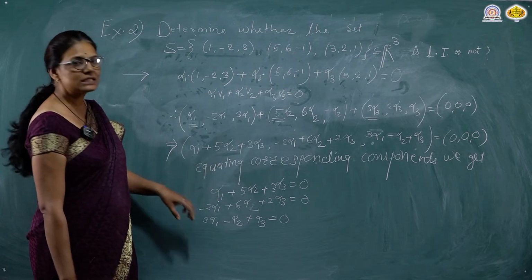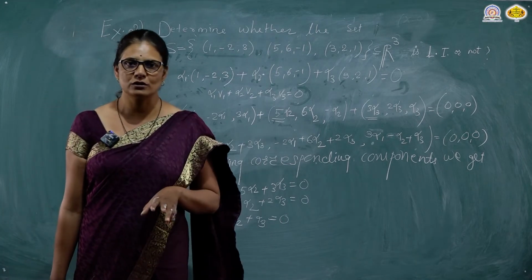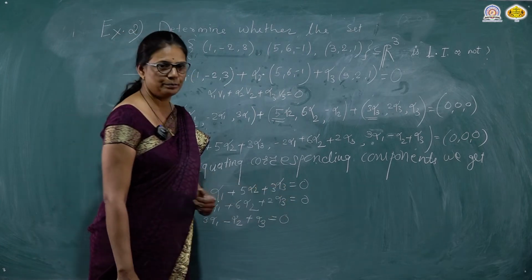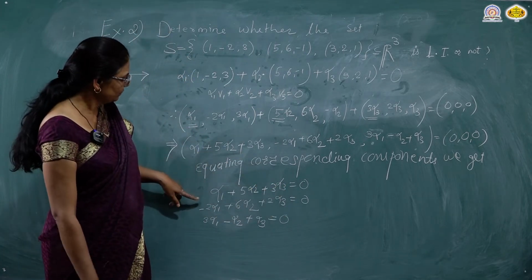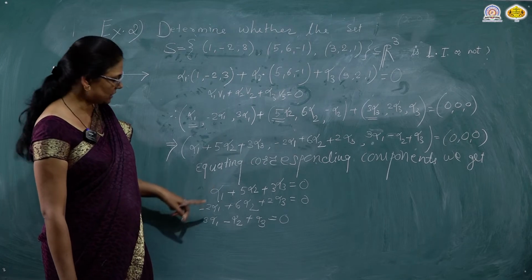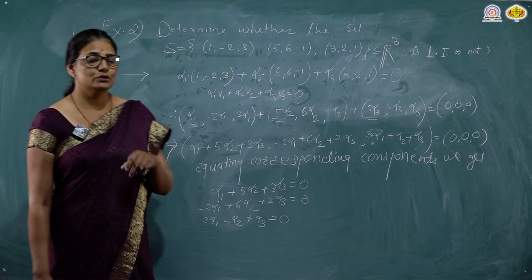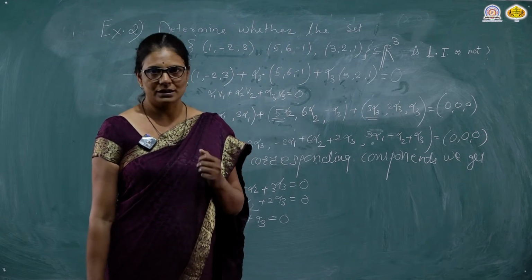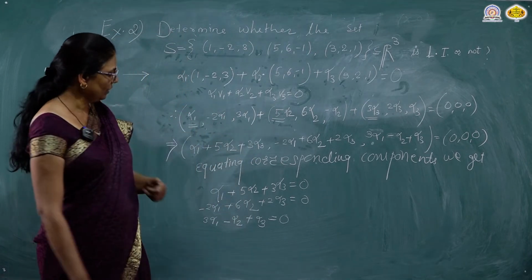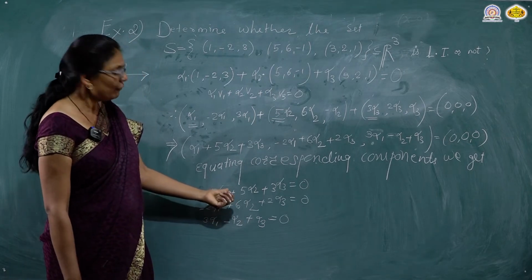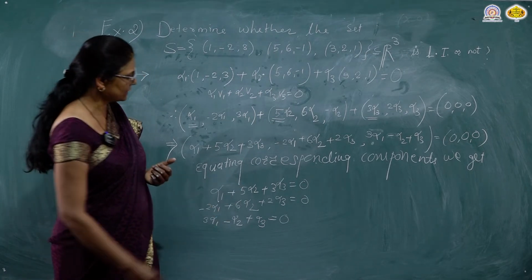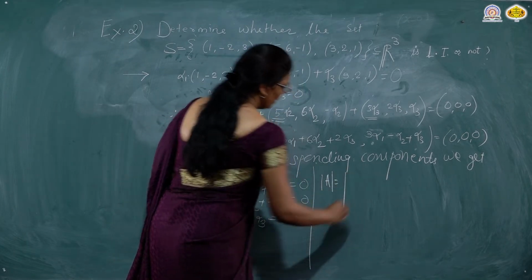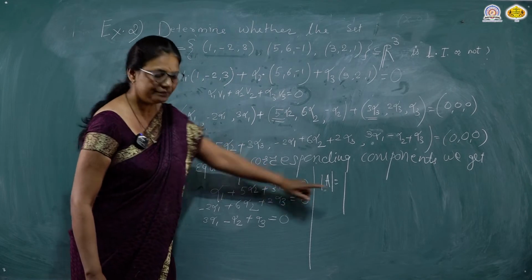You can solve this system either by the Gauss elimination method or the Gauss Jordan method and find the values of the variables, that is alpha 1, alpha 2, alpha 3. But you can observe that this system contains 3 equations and 3 variables, so the coefficient matrix is a square matrix, and so we can use the shortcut method also. For that, we find the determinant of the coefficient matrix. So here I write the coefficient matrix A.